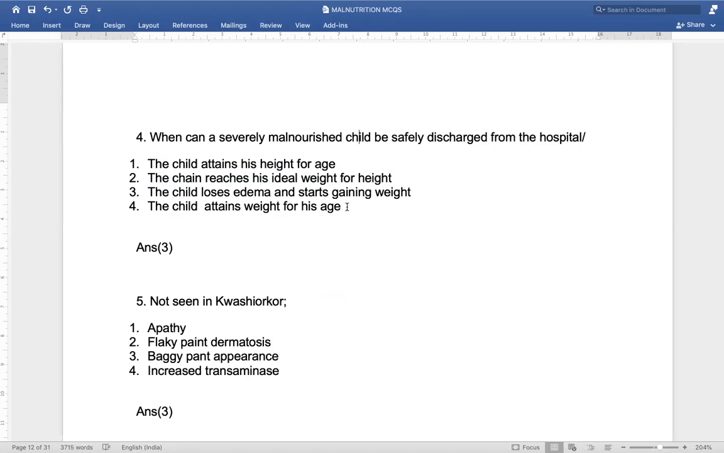So what is important is the child loses edema and starts to gain weight. Good weight gain is more than 10 gram per kg per day. Satisfactory weight gain is at least 5 gram per kg per day over 3 consecutive days, a good sign of weight gain. Other things are just distractors which you can easily eliminate. You cannot keep a child until he attains weight for his age; that will take around 5 to 6 months. Height attainment will take a few years, and you cannot keep the child a few years in hospital. Ideal weight for height also takes a few years for a severely malnourished child to reach. So even without reading, you can get such questions right.